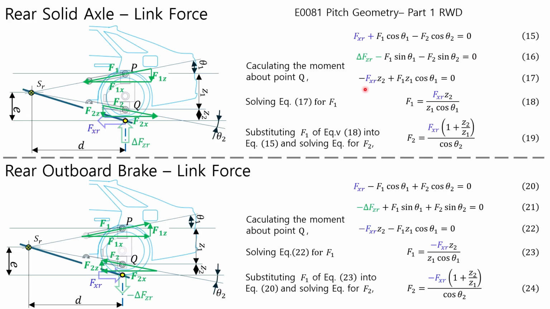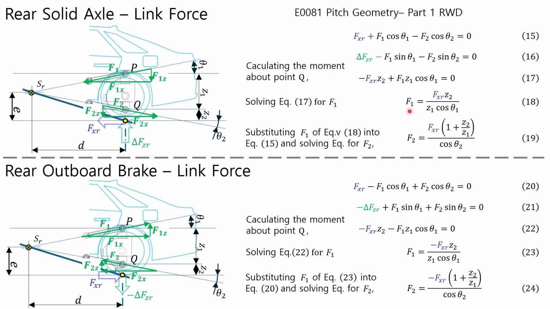Next, equation 17 can be obtained from the moment equilibrium at point Q, where the center line of the lower arm intersects the straight line passing through the center of the rear wheel and perpendicular to the ground in the side view. The first term on the left side of equation 17 represents the moment generated by the driving force about point Q, and the second term represents the moment generated by the horizontal component of the upper arm about point Q. Solving equation 17 for F1 yields equation 18 for the force acting on the upper arm, F1.